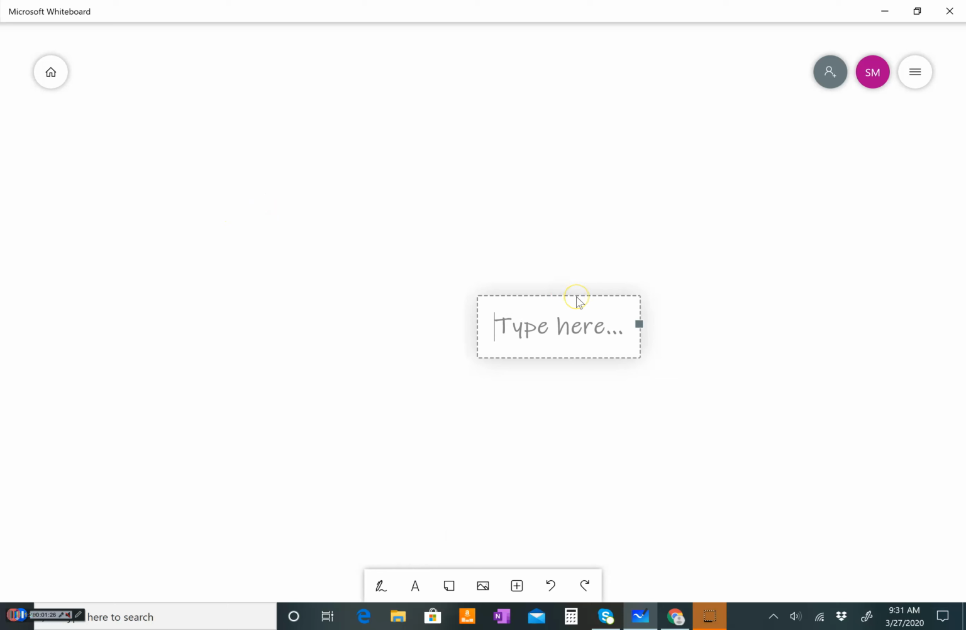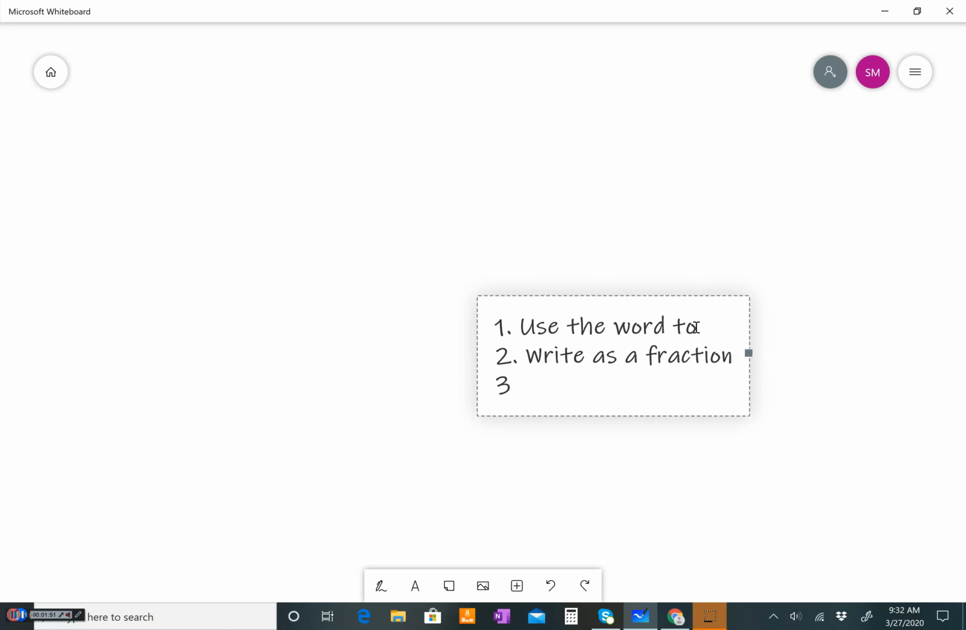So we have 3 ways. We use the word to, T-O, okay? That is way 1. Put a little 1 in front. A second way is to write it as a fraction. And the third way, remember, was to use a colon. That was those 2 dots. So the colon was those 2 dots, if you remember. So they're the 3 formats, okay?